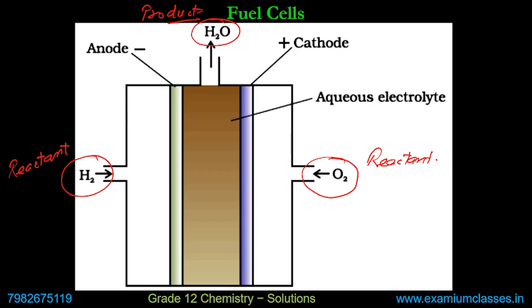Cathode, as usual, is positively charged, and anode is negatively charged. Towards the cathode, oxygen is there. You need to remember these things; don't interchange them. At the anode, you have hydrogen. These are porous anodes and cathodes, otherwise hydrogen will not be able to react. Porous anode, porous cathode, they have pores.